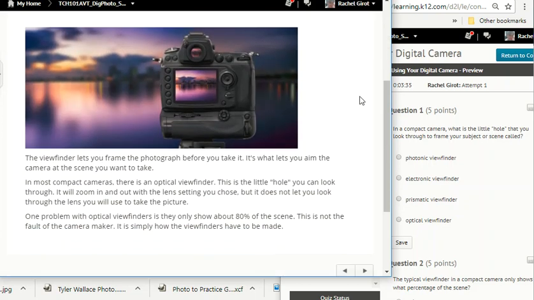The viewfinder. The viewfinder lets you frame the photograph before you take it. It's what lets you aim the camera at the scene you want to take. In most compact cameras, there is an optical viewfinder. This is the little hole you can look through. It will zoom in and out with the lens setting you choose, but it does not let you look through the lens you will use to take the picture. One problem with optical viewfinders is they only show about 80% of the scene. This is not the fault of the camera maker. It is simply how the viewfinders have to be made.